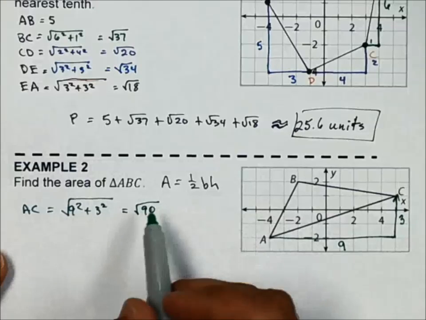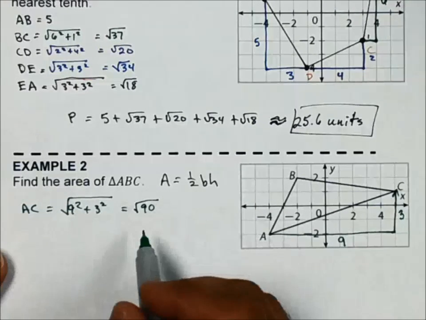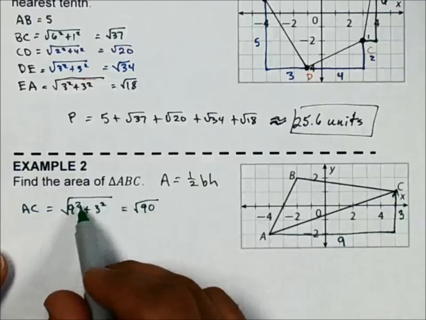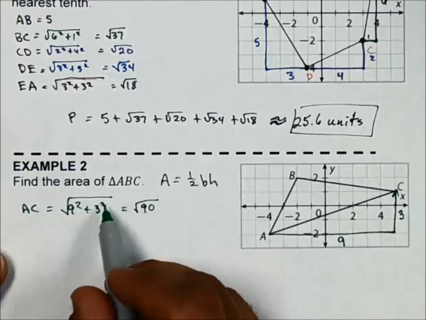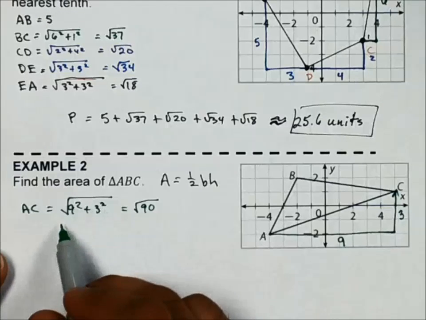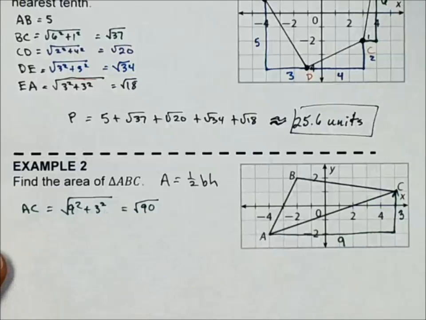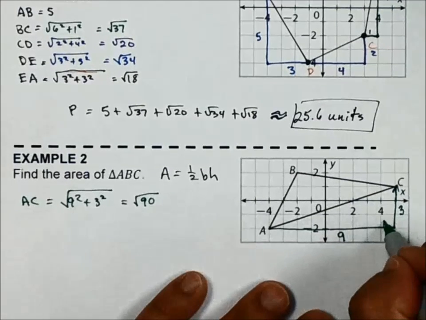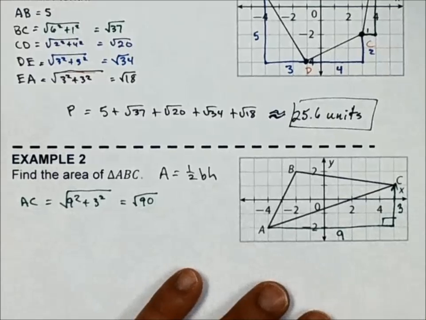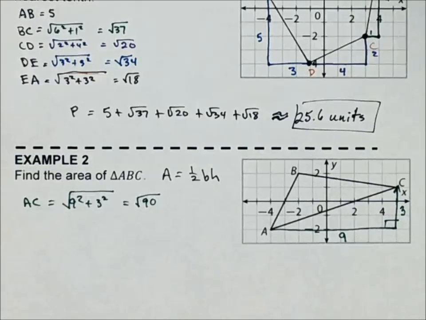Okay, I'm not worrying about simplifying this until the end. So I'm just going to leave it like that. 9 squared is 81 plus 9 from 3 squared. 81 plus 9 gives me 90. Now, so my length of AC is the square root of 90.